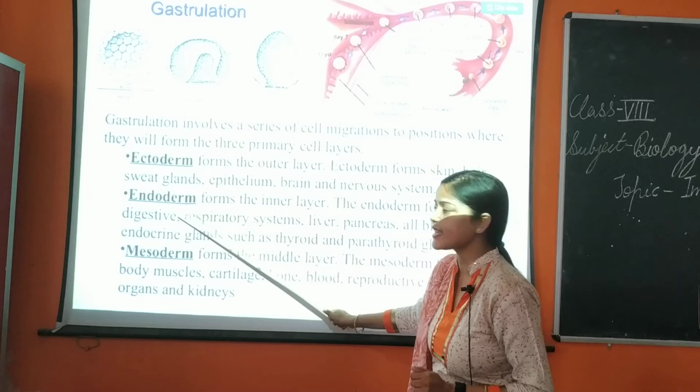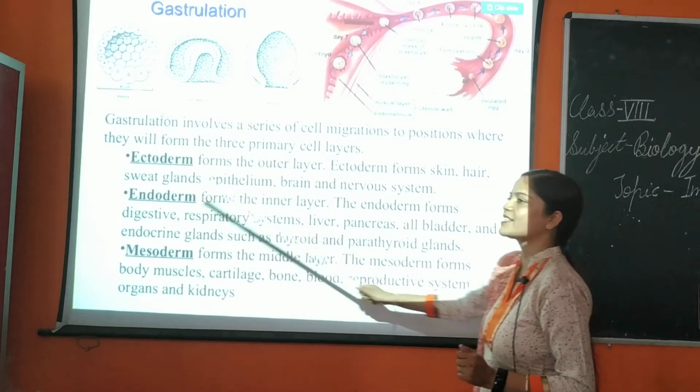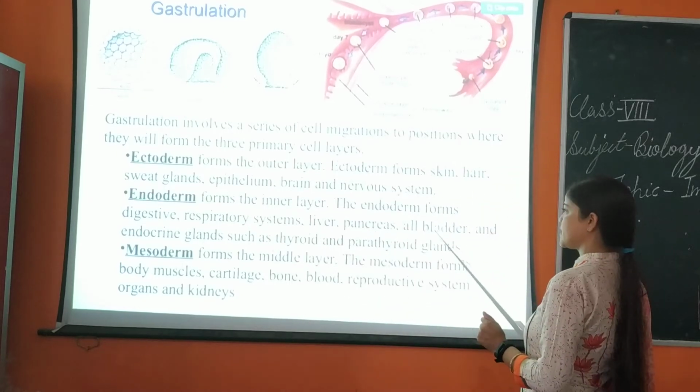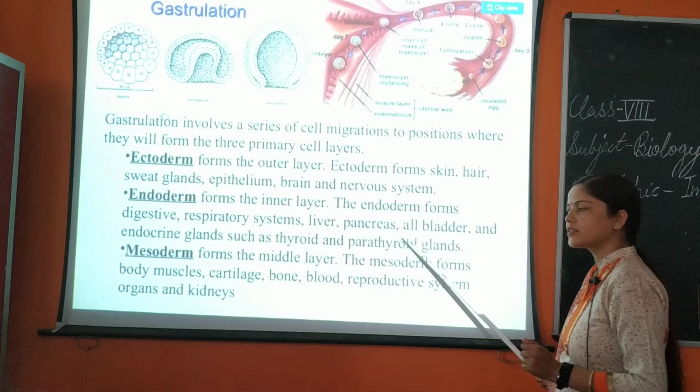Now the second one is endoderm. Endoderm forms the inner layer. The endoderm forms the digestive and respiratory systems, liver, pancreas, and the bladder, and endocrine glands such as thyroid and parathyroid glands.